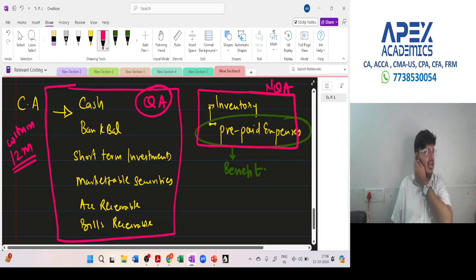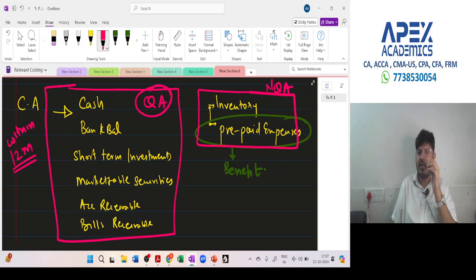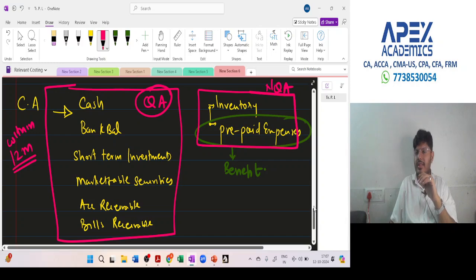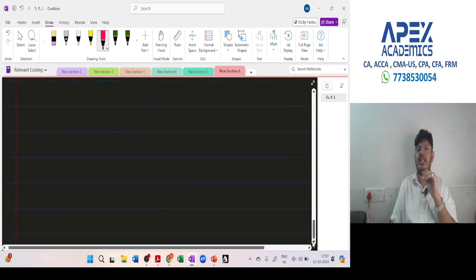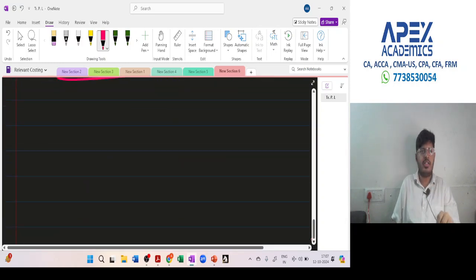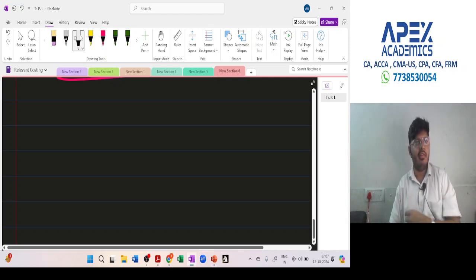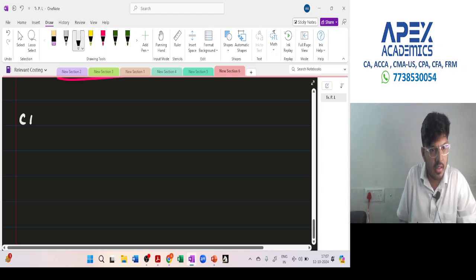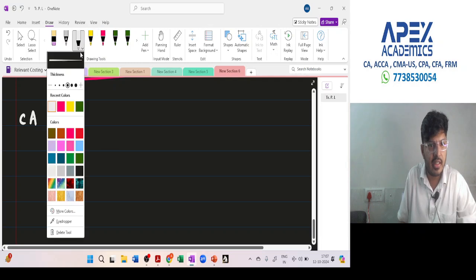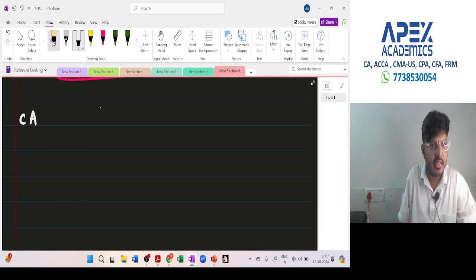Non-quick assets are current assets, but they are such that you cannot guarantee that they will be converted to cash within 12 months. But they are your current assets. Your quick assets and your non-quick assets put together become your current assets. Please understand this statement very, very clearly. Current assets.